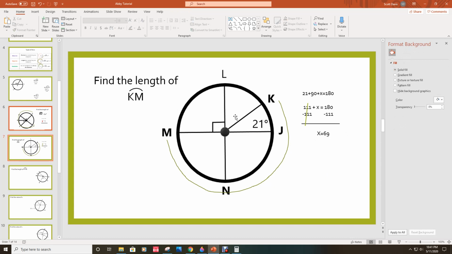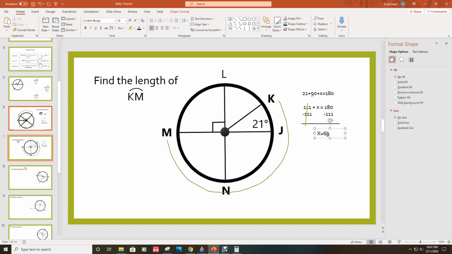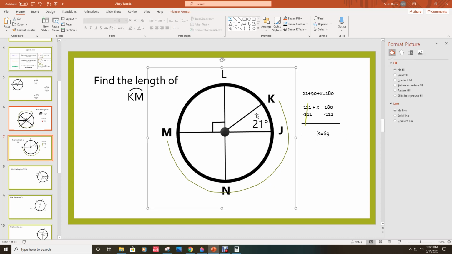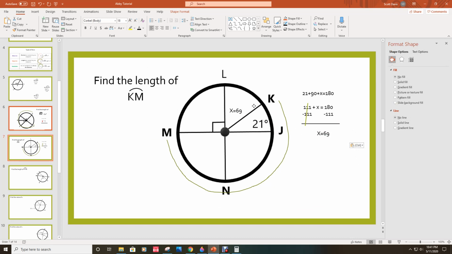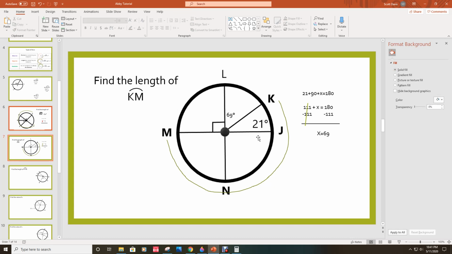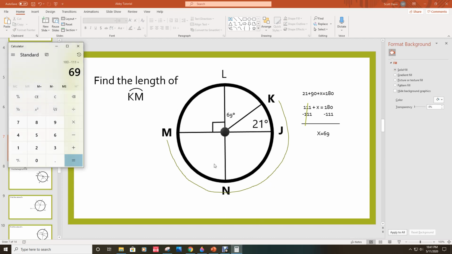So I know that this angle right here is 69 degrees. I'm going to copy this text box and paste it. This one right here is 69 degrees. Let's just make sure: 90 plus 69 plus 21 equals 180 degrees. We're cool. So that's 180 degrees.